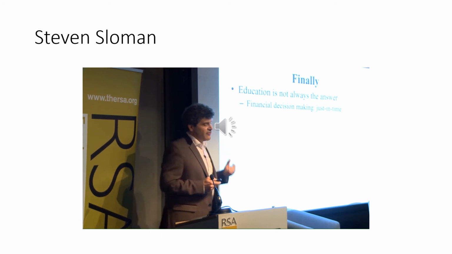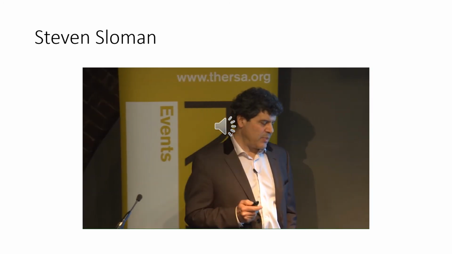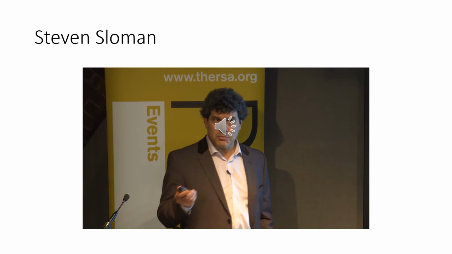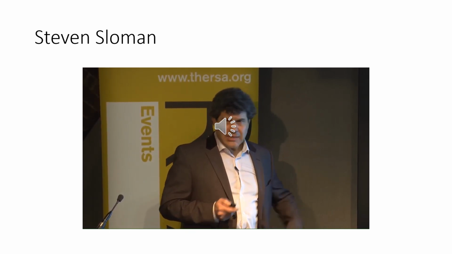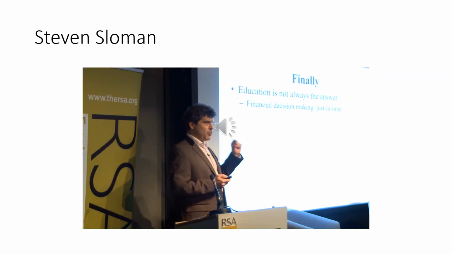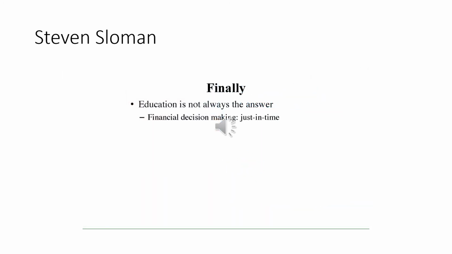So in the world of financial decision making, there's a lot of evidence that if you want to get people to, say, save for their retirement, which most people think is a good idea, the way to do it is not to teach them about the benefits of saving, but rather at the point of decision to give them the requisite information to get them to invest. This is called just-in-time education.